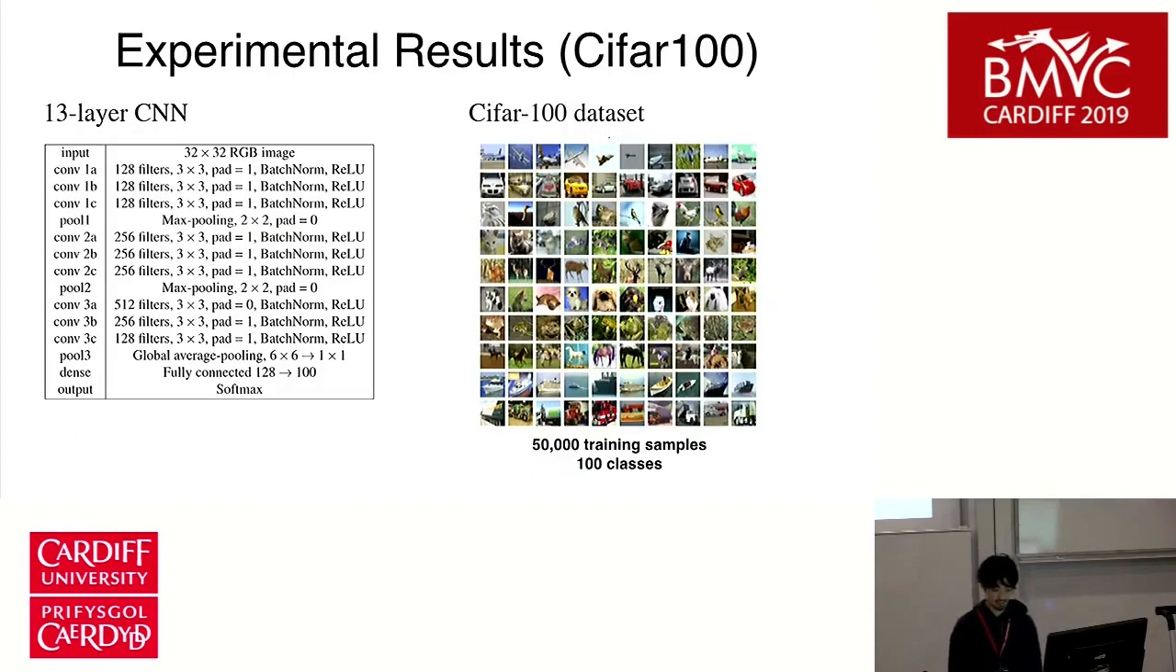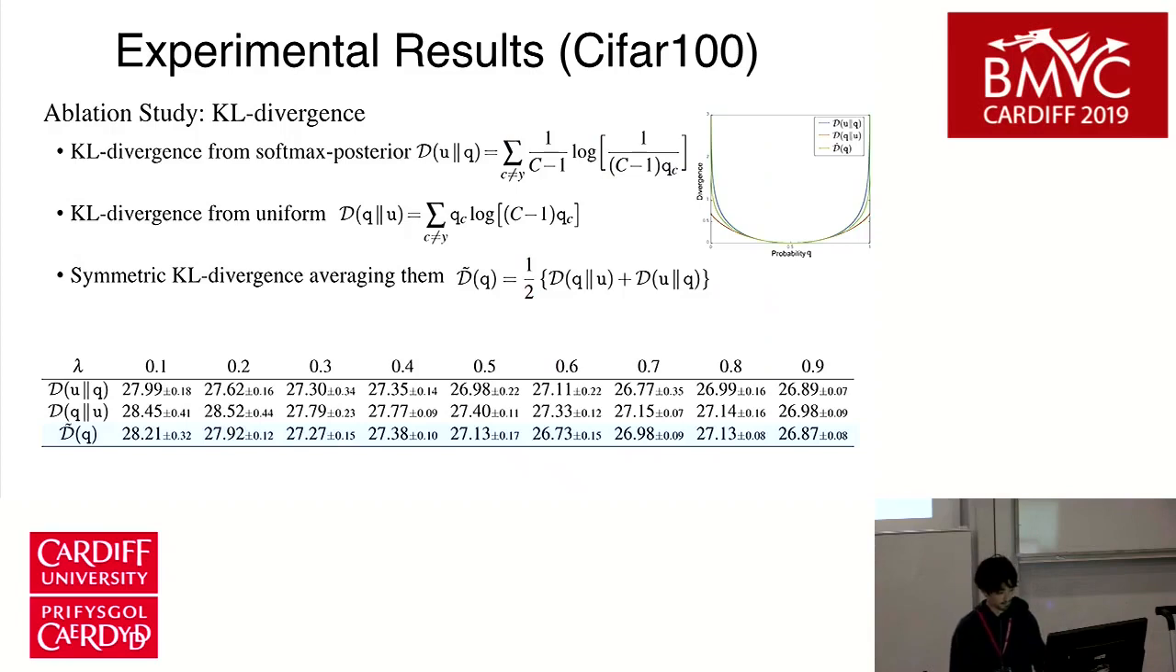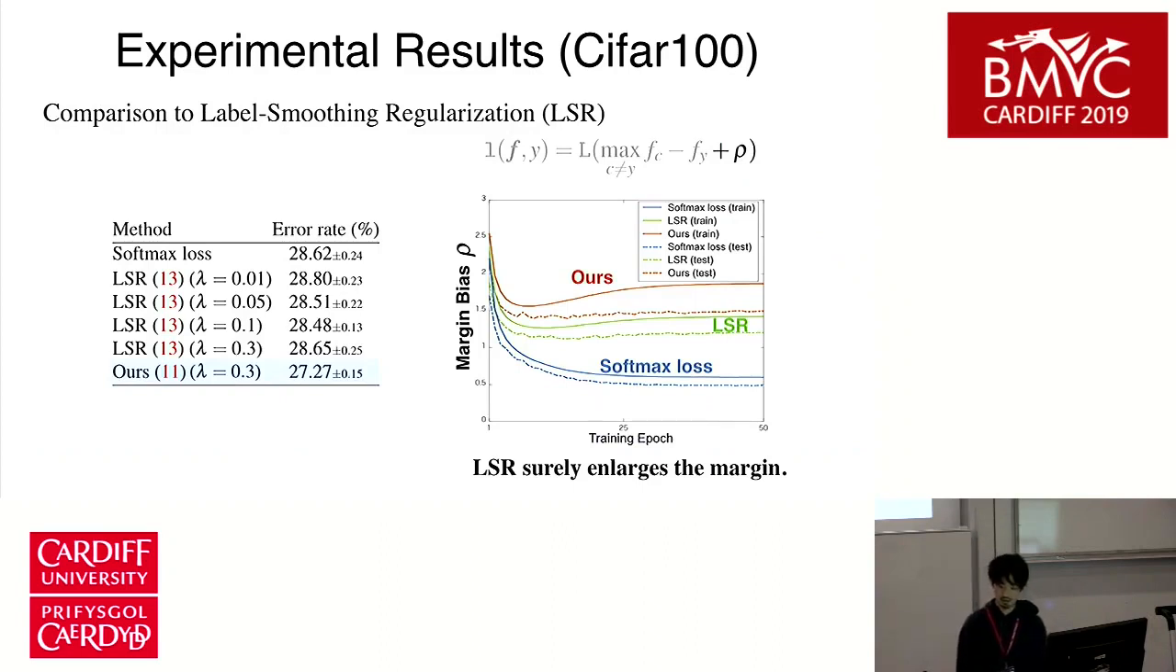In the experiments, we applied the proposed method to a 13-layer CNN on the CIFAR-100 dataset. And this is the regularization study comparing the regularization forms to the two asymmetric KL divergences. We can see that the proposed symmetric KL divergence stably produces a favorable performance improvement. The proposed method is also compared to label smoothing regularization. LSR actually improves the performance, but in LSR we have to tune the regularization parameter carefully because LSR degrades the ground truth label.